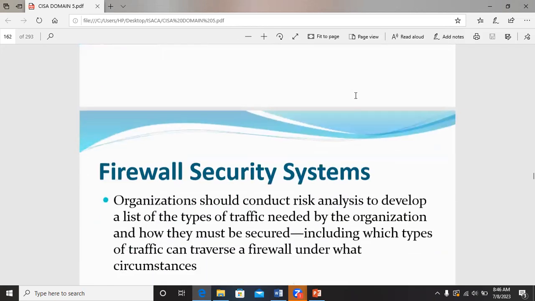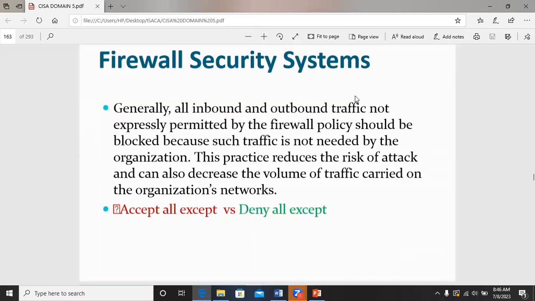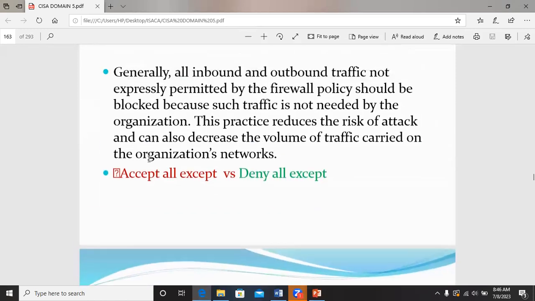Then we have what we call firewall policy. Yes, firewall policies. Basically, there are two policies generally of setting up a firewall. You have what we call the accept all except policy. What does that mean? Every traffic is acceptable except certain traffic we have discovered that is malicious to our environment. Every traffic can go through, but this one.